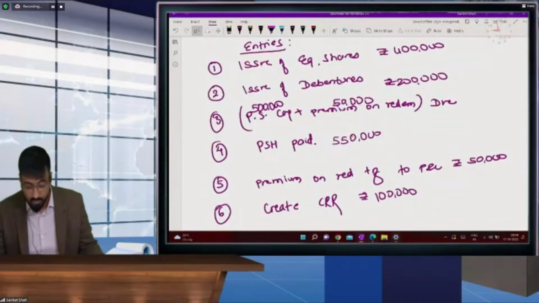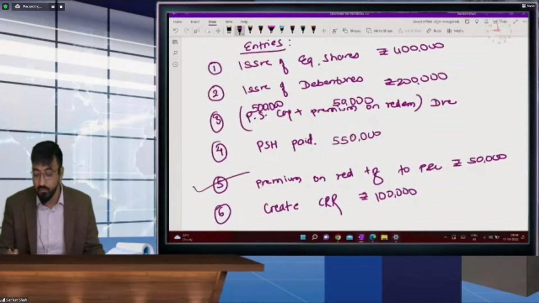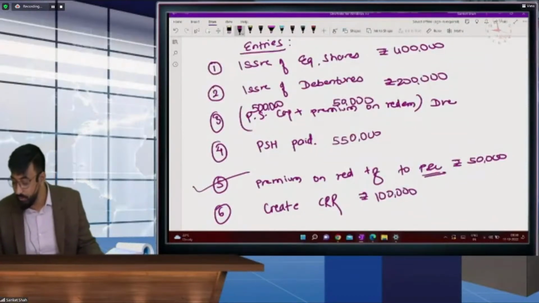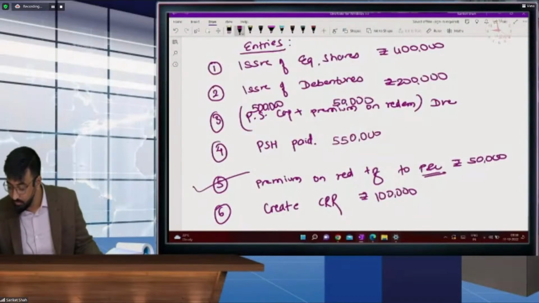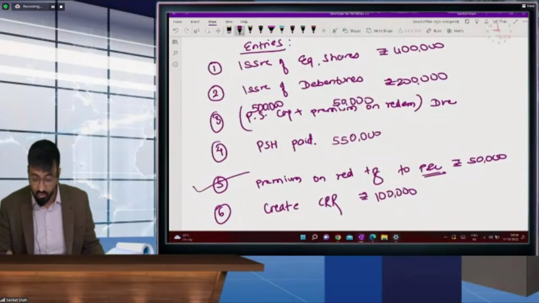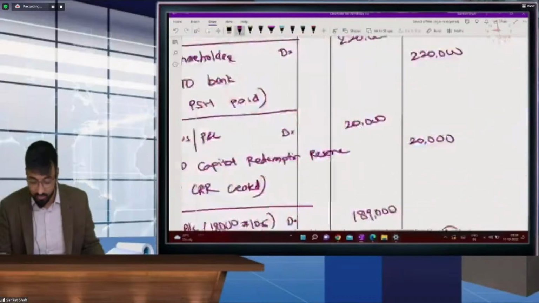Saubhagya is asking to explain the fifth entry. Beta, premium on redemption transferred to P&L. So beta, already explained that the excess amount is your loss. So P&L account debit to premium on redemption. Okay, only sequence, only sequence, only sequence. Okay, okay.